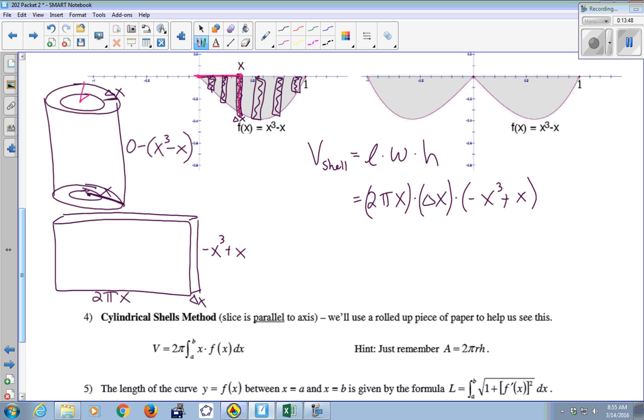So the volume of my solid ends up being the integral from 0 to 1. And then I take all these pieces, 2 pi x times negative x cubed plus x, and then the delta x becomes a dx when you take the limit as delta x goes to 0.